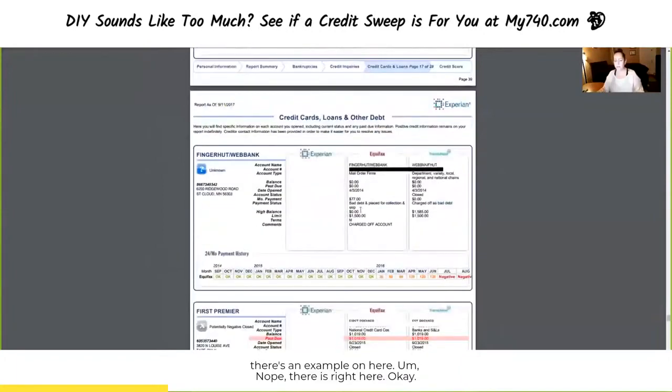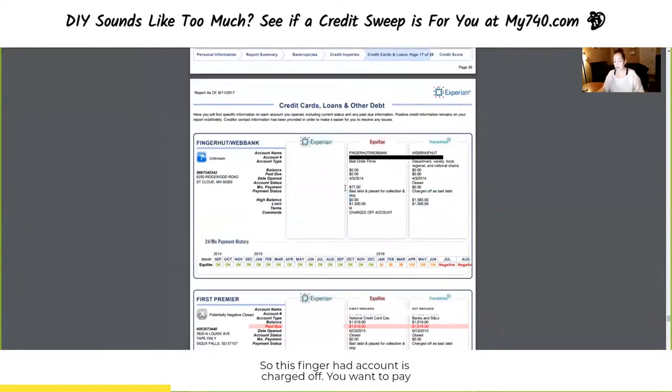One other thing that you want to look at, and I don't believe there's an example on here. Nope, there is right here. Okay, so this Fingerhut account is a charge-off. You want to pay attention to this, okay? This Fingerhut is a charge-off. Whether it says collection or not, it is a charge-off, okay? They charged it off because it was no longer an asset after like 180 days.